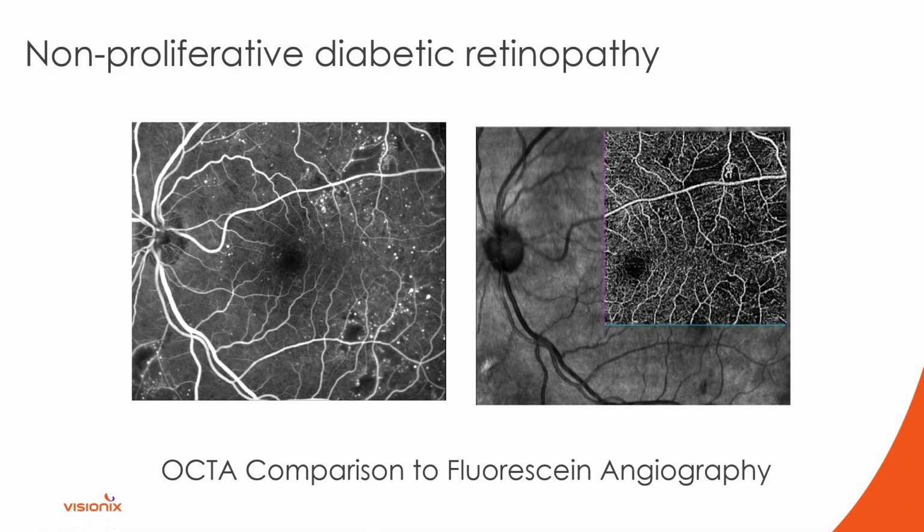This is because, once again, there's no leakage. These hot spots here are all hemorrhages, which are going to leak on FA, but you're not going to see them on OCTA. So yes, there are definitely downsides to not being able to visualize leakage. But what I would say is that when you're trying to identify anomalous vasculature, not having leakage is definitely a plus.